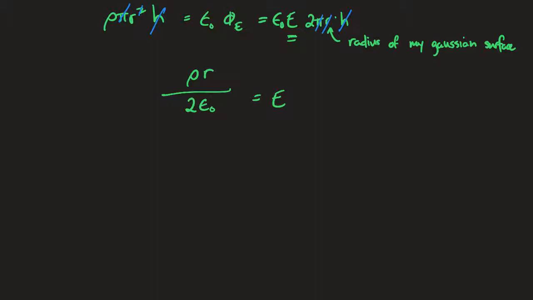Now, a couple of points. What is the electric field when r is 0? That's what we expected, right? The electric field when r is 0 is 0.